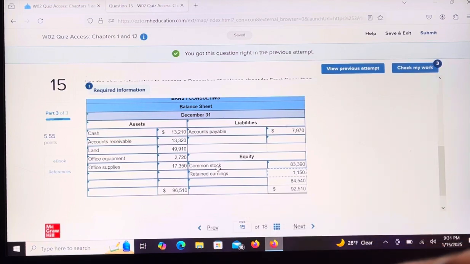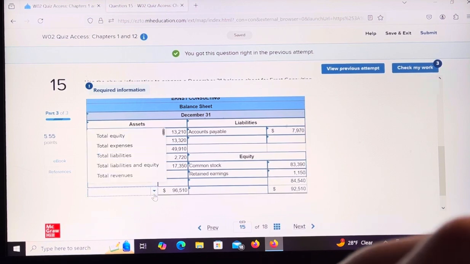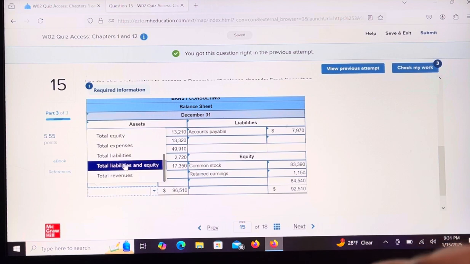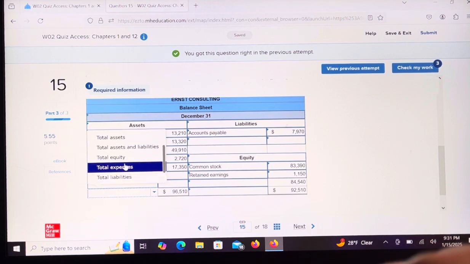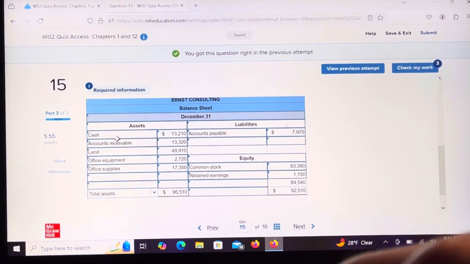Now you'll notice that this auto-populated field and this auto-populated field equal each other. That's because, again, this is a visual representation of the accounting equation where assets equal liabilities plus equity. So this number here is going to represent our total assets. So we'll want to label it appropriately.